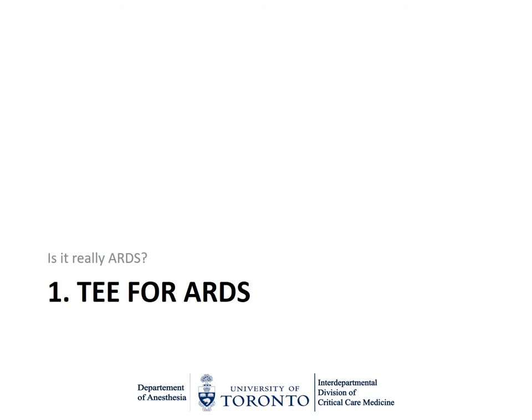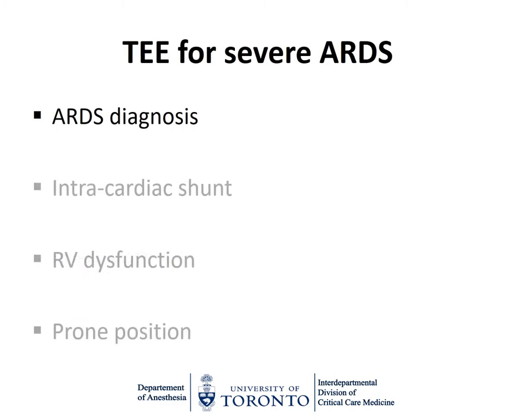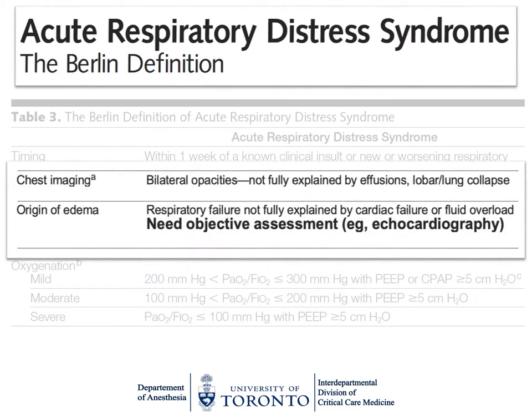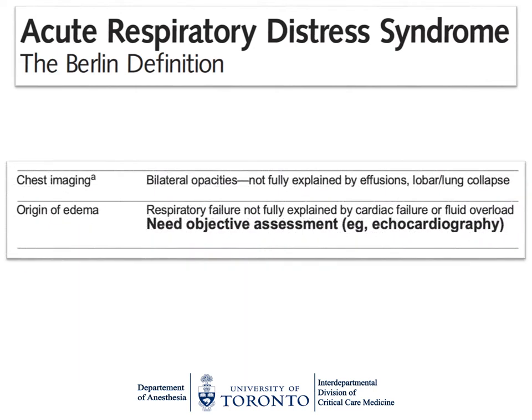So first, what is the role of TE for the diagnosis of ARDS? I know I'm going to be stating the obvious here, but it is not infrequent that, despite the fact that it's part of the definition of ARDS, we'll receive patients that are considered for ECMO and who have had no cardiac assessment. So this is going to be the first role of our echo, to make sure that you don't have any left-sided valvular disease or significant LV dysfunction that could explain the hypoxemia.